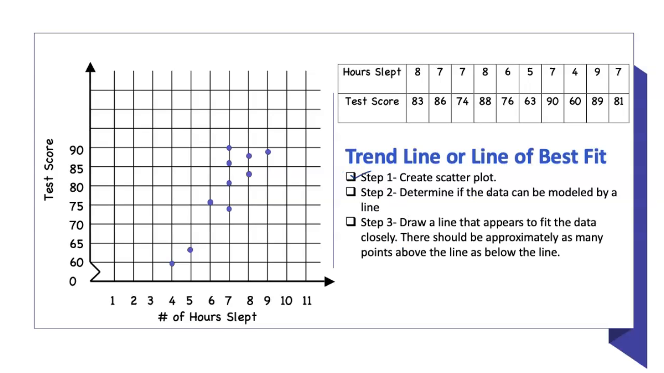Number two, determine if the data can be modeled by a line. We said, yeah, it can. This is a linear association, it's positive. And then it says, draw a line that appears to fit the data closely. There should be approximately as many points above the line as below the line. So I'm going to insert a line.